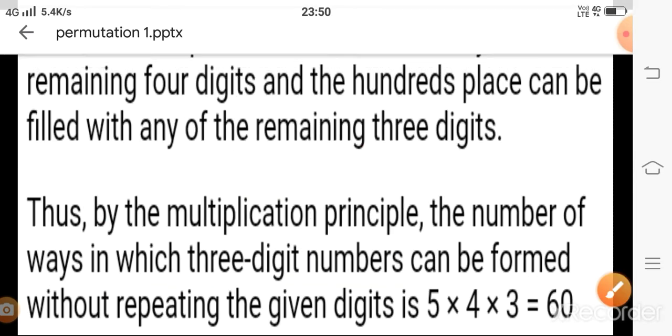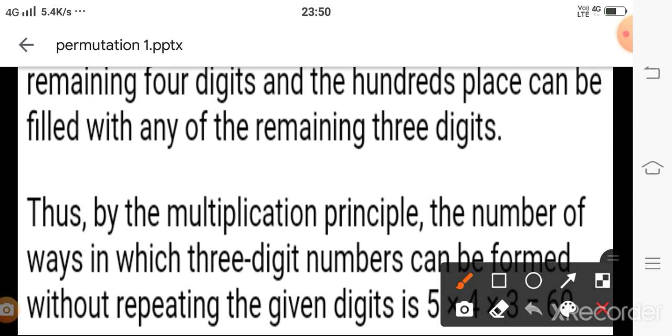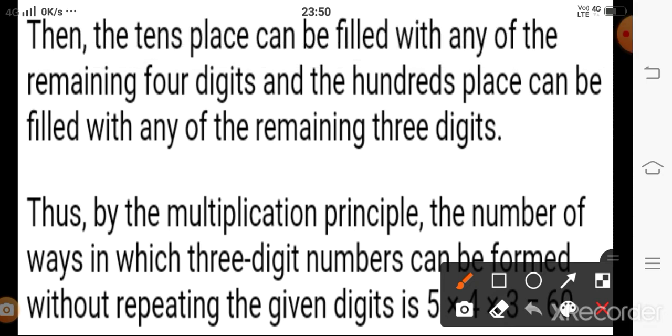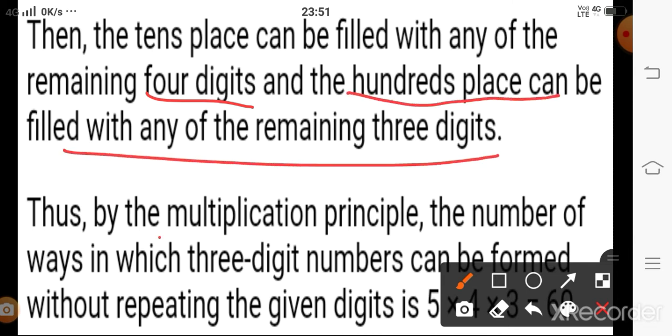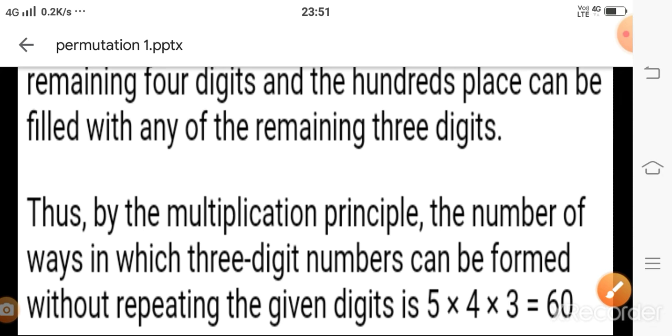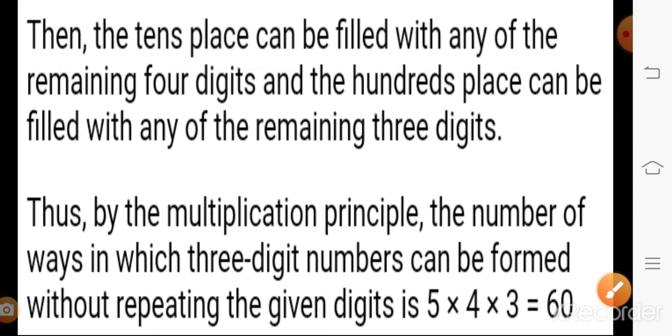Then for filling the tens place, the number of ways in which the unit place digit will be filled is 5, and the number of ways in which the tens place digit will be filled is 4, the remaining 4 digits, and for the hundreds place the remaining 3 digits. Then by the multiplication principle, the product of these three, we are getting 5 into 4 into 3, and that is equal to 60.